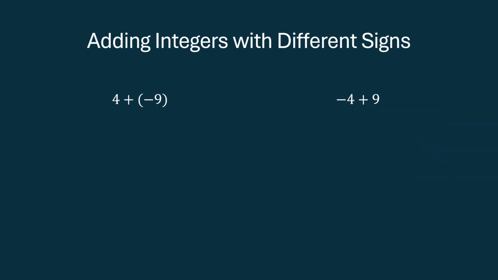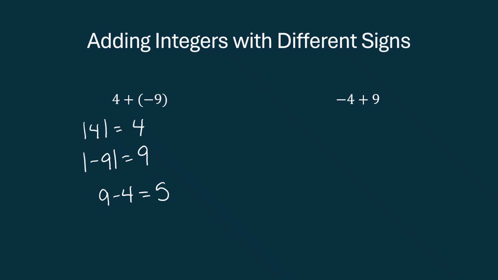When we add integers with different signs, the process is similar but not exactly the same. So if we're looking at something like 4 plus negative 9, the first step is actually still going to be taking the absolute values of the numbers, but we're not going to add them together. We're going to take the absolute value of 4 and get 4, and the absolute value of a negative 9 is 9. Our next step is now going to be subtracting those two numbers, and we're always going to do largest minus smallest, so 9 minus 4. That gets us 5.